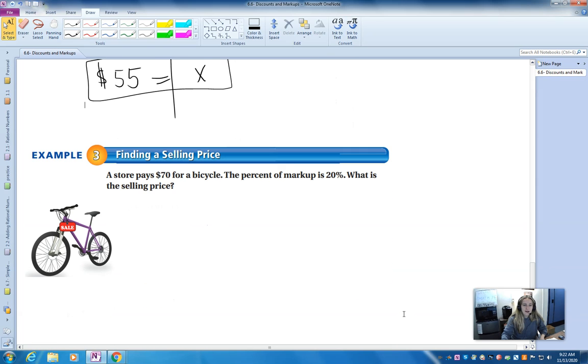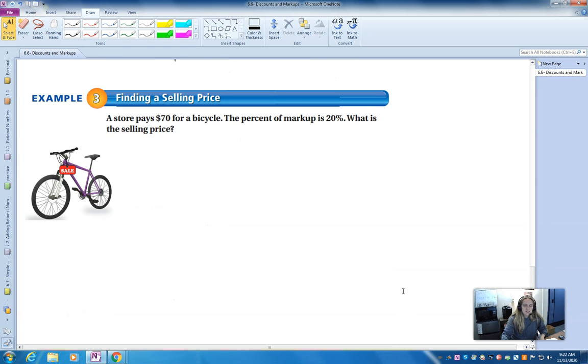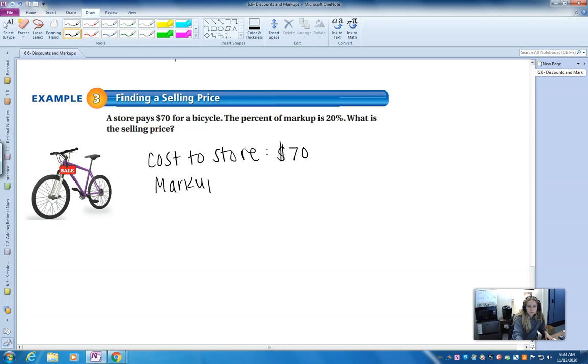Okay, let's scroll down. Finding a selling price. A store pays $70 for a bicycle. The percent of markup, so we're doing markups now, is 20%. What is the selling price? So we need to think about this, okay? So there's a couple different ways we can do it. So the cost to store. Let's sort through our information. The store pays $70 for this bike. All right. The markup is 20%.